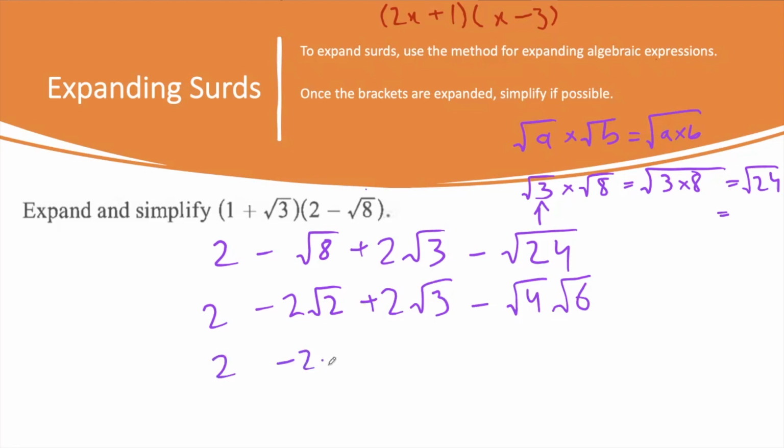Now we have 2 minus 2 root 2 plus 2 root 3 minus 2 root 6. And since we do not see any like terms, because that would have been the next step, collecting the like terms and adding or subtracting them. But since we do not have any like terms, why is that? Because root 2, root 3, and root 6 are like x, y, z, which are unlike terms.